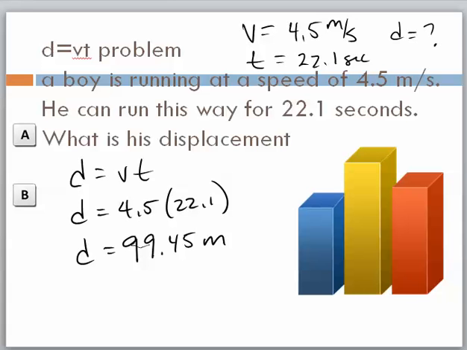Well, here I've worked it out for you. The distance equals velocity times time. The velocity is 4.5 meters per second. The time is 22.1 seconds. So when it comes time to find the total distance, or the displacement actually, we multiply it and you get 99.45 meters.